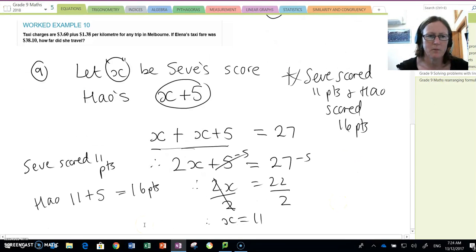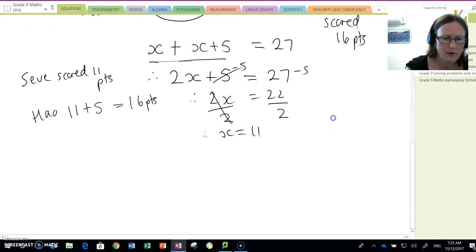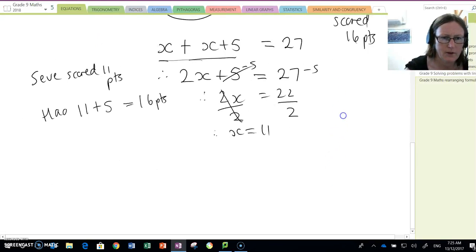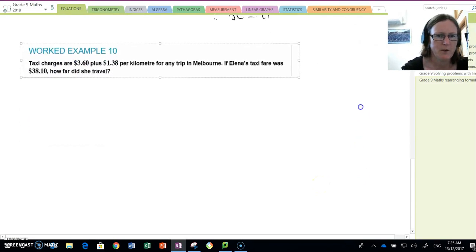Let's look at worked example 10. A taxi charges $3.60. So that's $3.60 as soon as you call it. It could be sitting there stationary, you still pay $3.60. And then you pay $1.38 per kilometre. Her taxi fare was $38.10. How far did she travel? So I have to scroll down here. Okay, so I've just put the question down so we can see it where we work it.